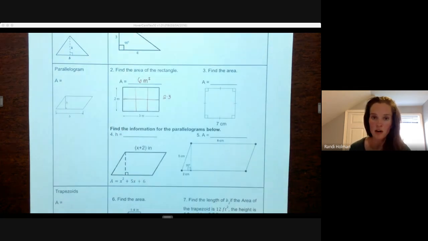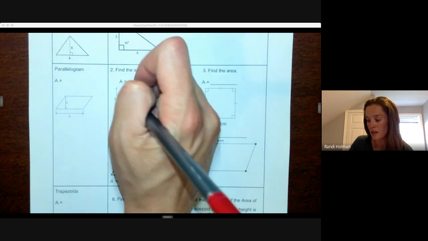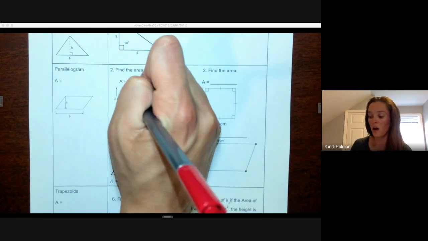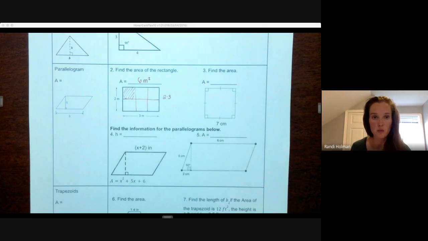Remember, when we're talking about area, we always want to use those square units because this is 1 square meter. It's a meter by meter square.